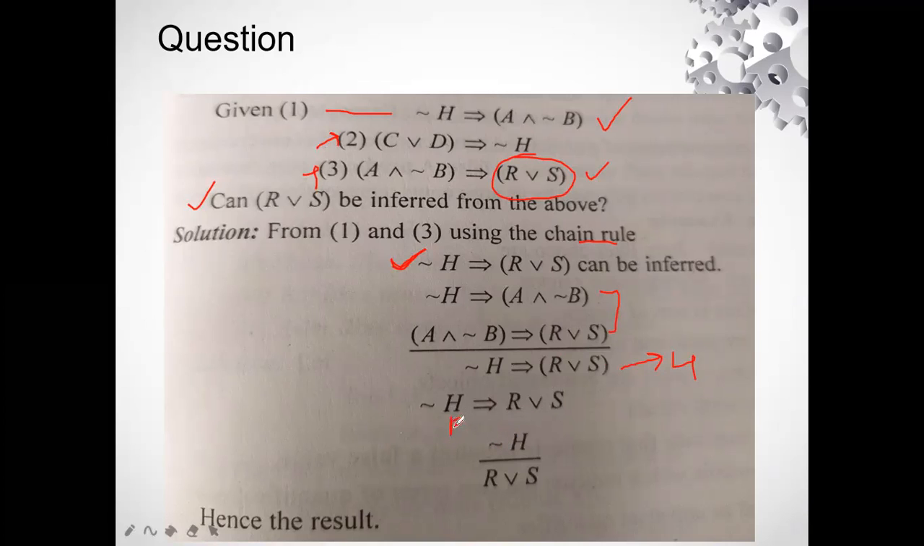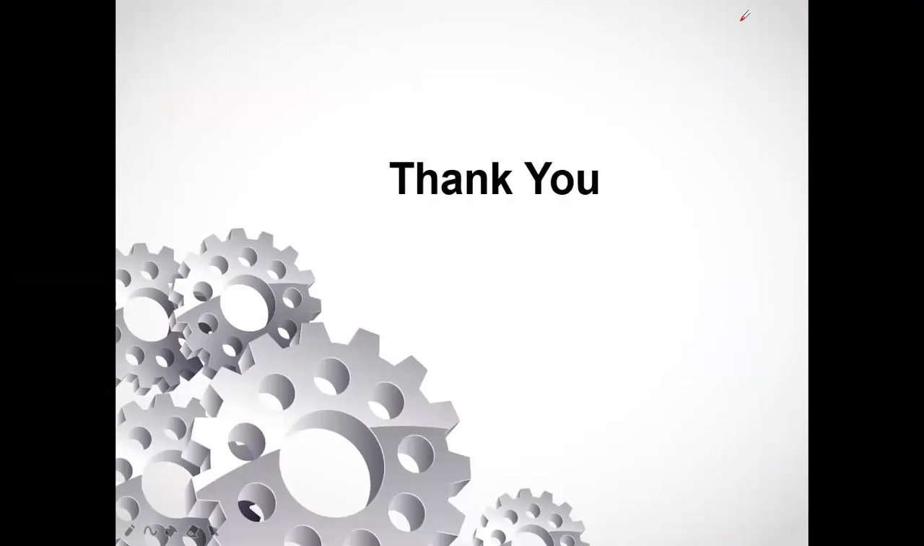See, if I consider negation H as P, and this as Q, and I'm conjuncting it with P, so P implies Q, conjunction with P, this gives Q. So what I got is R disjunction S, and this is what I had to infer. So I have inferred this expression with the help of the chain rule and the modus ponens rule, which are the two inference rules we have used in this format. So that's all for today's class. Thank you very much.